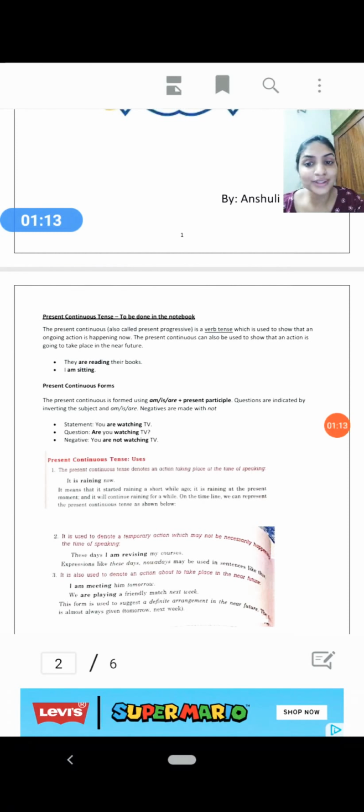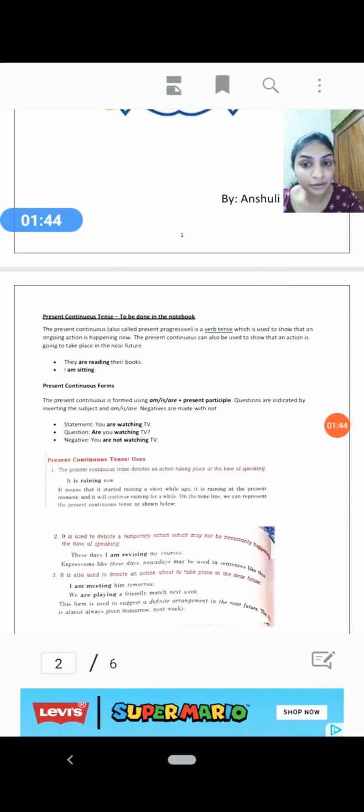So students, what they are saying here is that present continuous or present progressive tense is a verb tense which is used to show that the action is happening right now. At the time of talking, the time of speaking, at that point of time the action is taking place, or the action can also take place in the near future, which also needs to be about the present situation only.